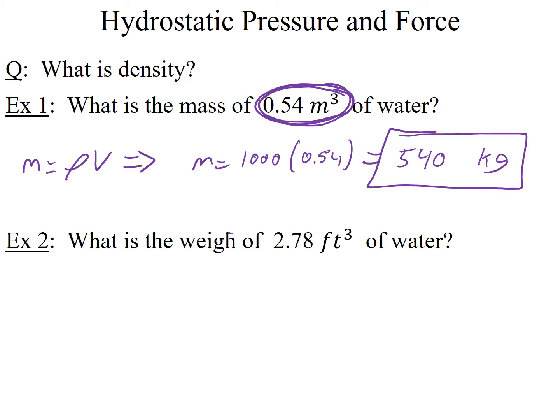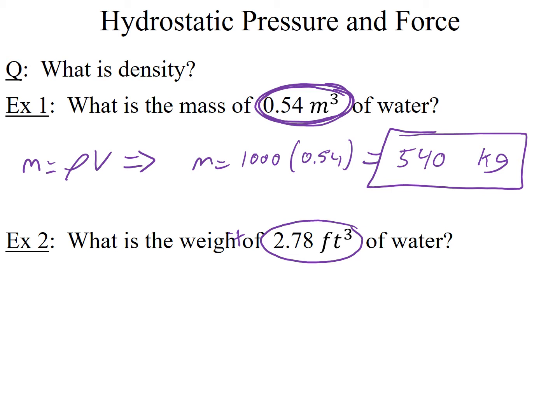Okay, example 2 is basically the same question, except it's in English units. So I'm giving you the volume of water again, but I'm giving it to you in cubic feet. So I'm saying you have 2.78 cubic feet of water. Again, I'm trying to tell you how much water you have, the volume of the water. And you're going to tell me the weight. Oh, I'm missing a T over here. Okay, weight of the water.